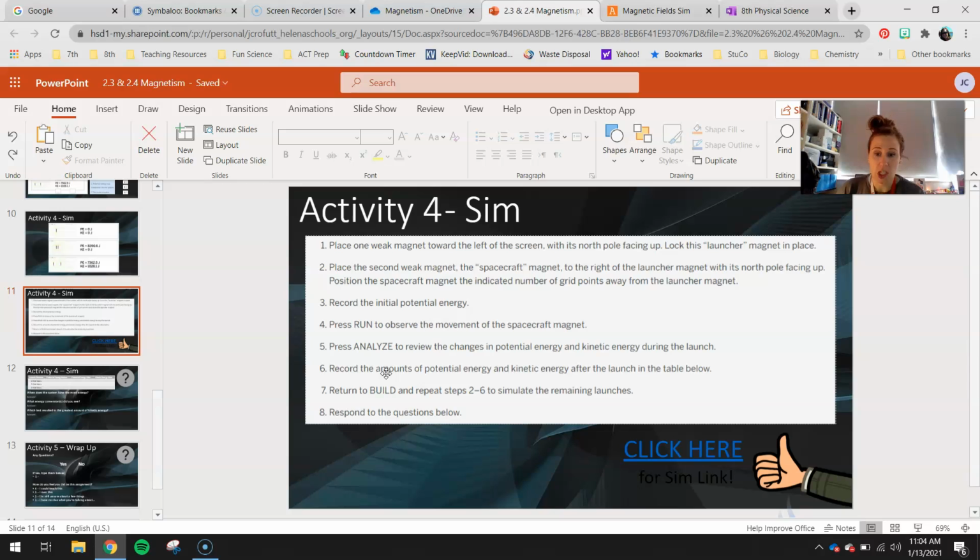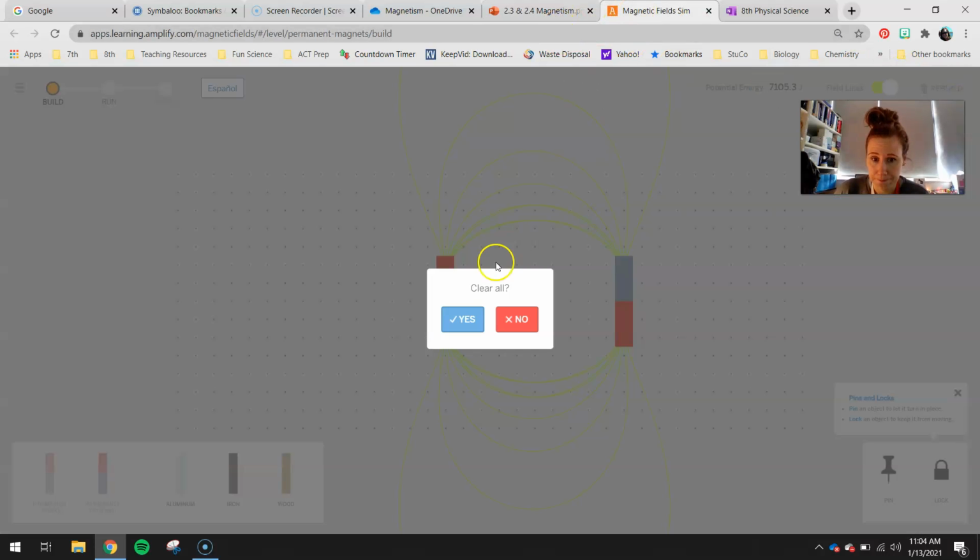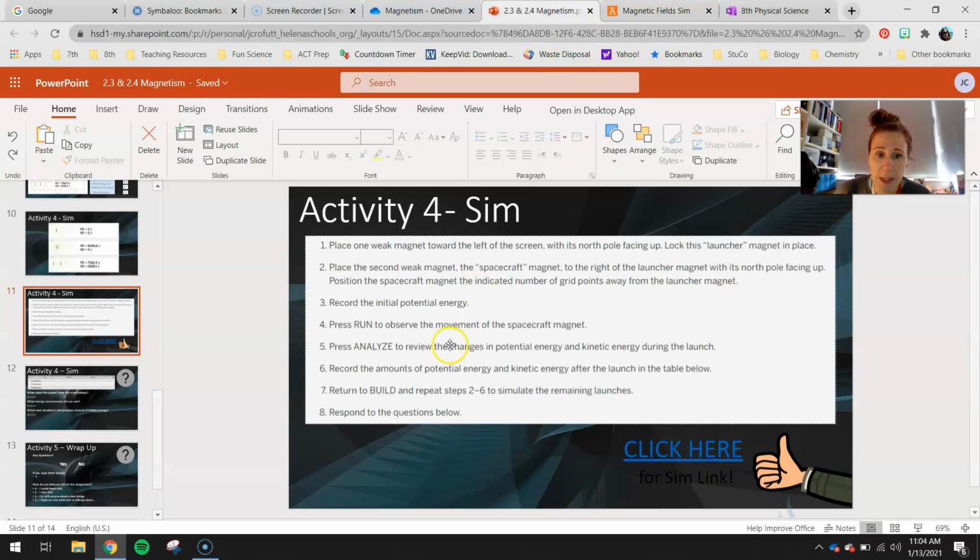You guys have a little simulation activity to do. So it says place one weak magnet. If you guys already have your simulation open, great. If not, here's the link to the simulation. Right click it and open. So in this, we're going to go ahead and rebuild. And it says place one weak magnet toward the left of the screen.